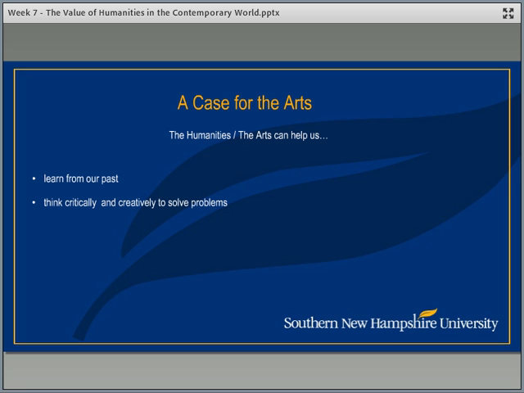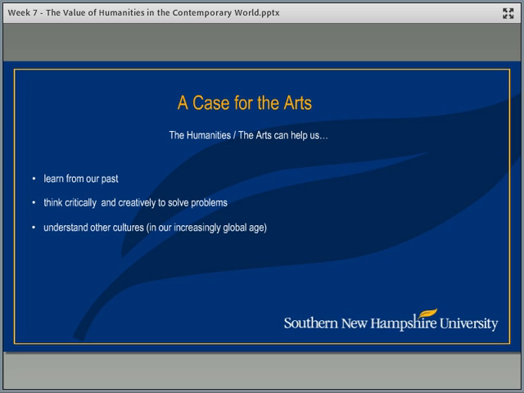The humanities can help us to think creatively and critically in order to solve problems, so we can get out of just that straightforward black and white mindset of scientific thinking and bring a different approach to problems and issues that might arise and help us to potentially solve those problems in a more creative way, perhaps.